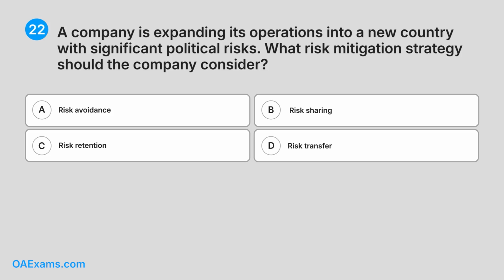22. A company is expanding its operations into a new country with significant political risks. What risk mitigation strategy should the company consider? A. Risk avoidance. B. Risk sharing. C. Risk retention. D. Risk transfer. Can you guess the answer?